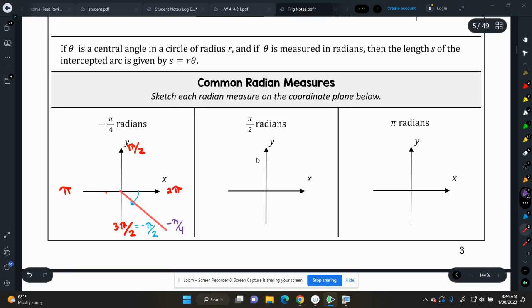Okay, go ahead and draw your terminal side for the pi over 2 radians. Where is that going to be? Right here at the 90 degrees. Pi over 2 radians. Okay, where's the pi radians going to be? At the 180 mark. Okay. We good?